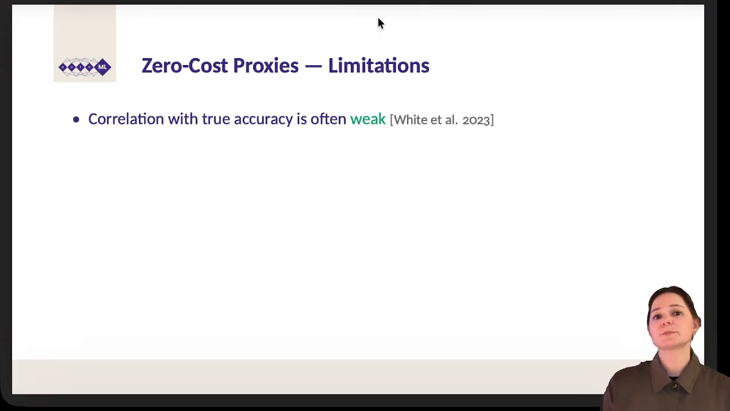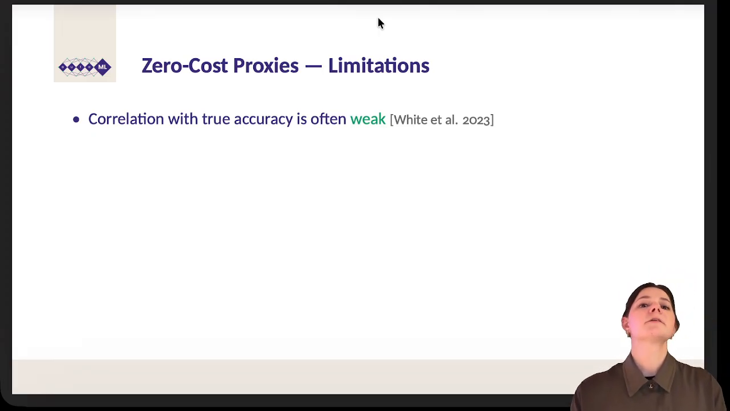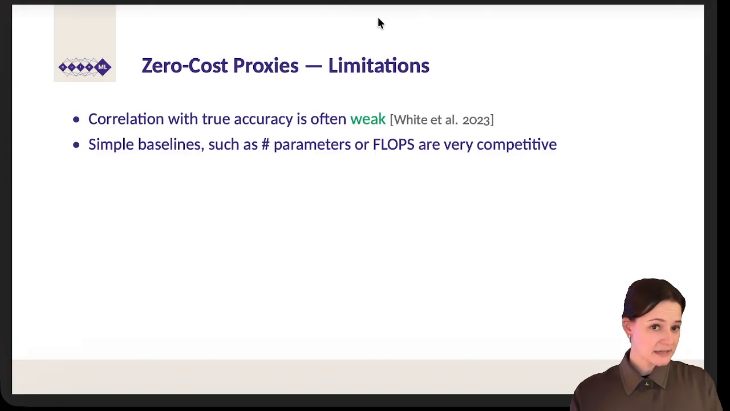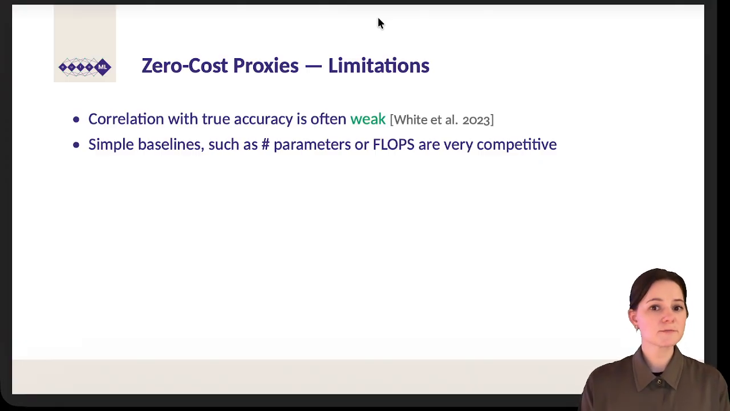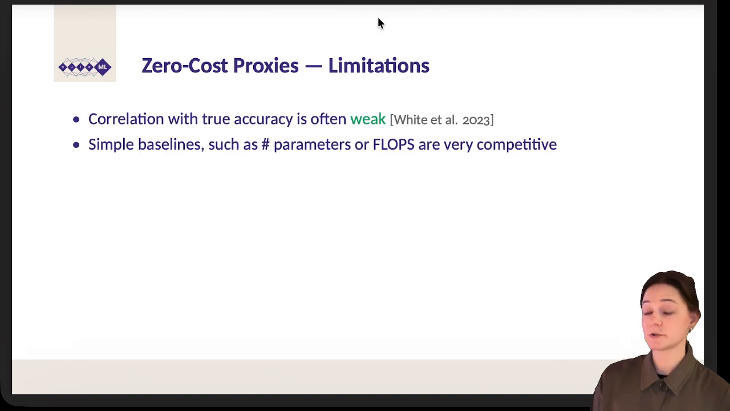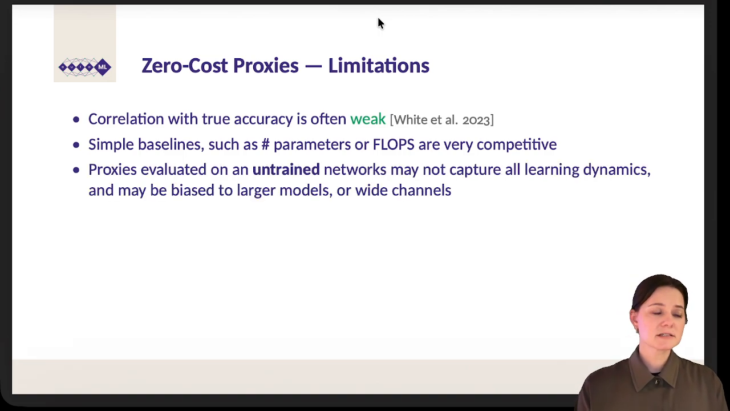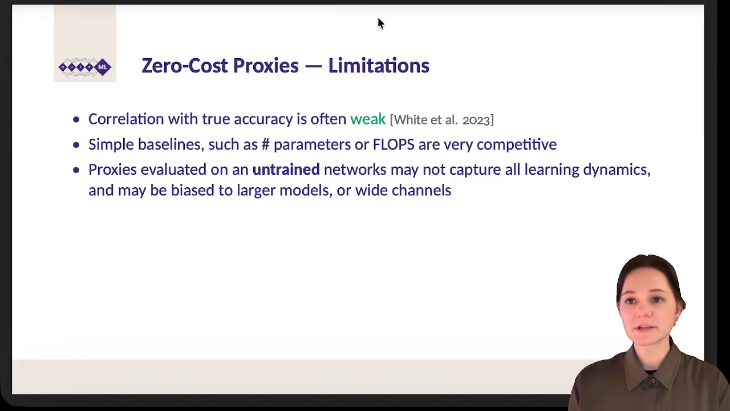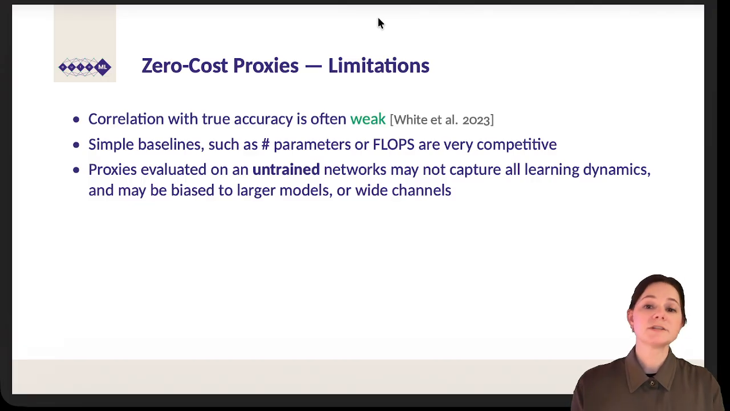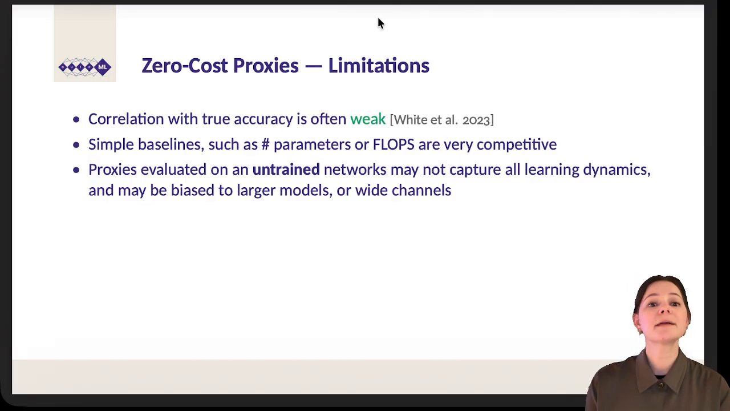The issues with zero-cost proxies are, however, that the correlation with the true accuracy is often weak. Simple baselines such as the number of parameters or FLOPs are very competitive and very hard actually to beat. And since the proxies are evaluated on untrained networks, they may not capture all learning dynamics, which can appear at different or deeper learning stages, and they can also be biased to larger models or wider channels.